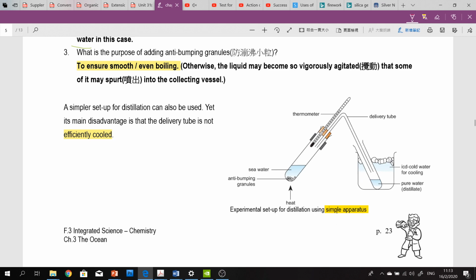So what is meant by simple apparatus? We use a boiling tube containing seawater as usual, and add something to make sure of smooth boiling, which we call anti-bumping granules. Similarly, you have the thermometer, with the bulb just next to the gas outlet, so you can measure the condensation point of the steam. In this setup we do not have any condenser. Instead, I use iced water as the medium to cool and condense the steam, so the distilled water or distillate will be found here.